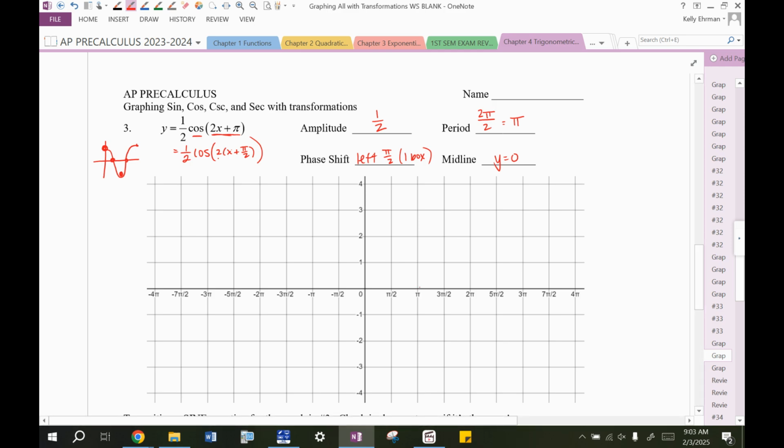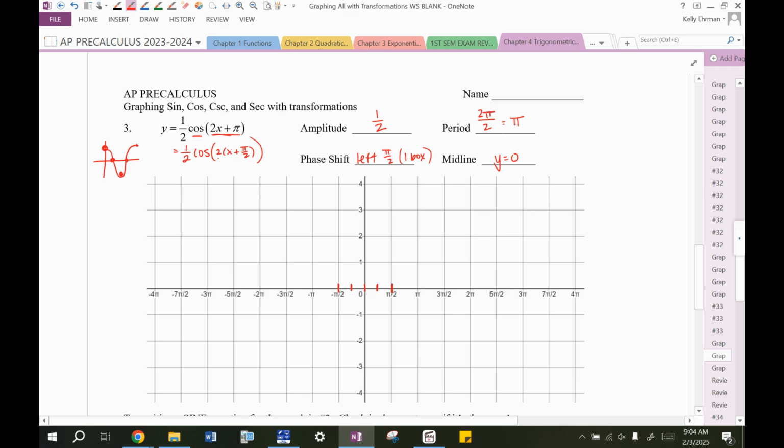So the period is normally pi. If I shift that to the left, pi over 2 units, the period's going to end here. And instead of starting at 0, it starts here. We need to cut this period into 4 equal parts. So cut it in half, cut it in half again, half again. So these are each at pi over 4s.